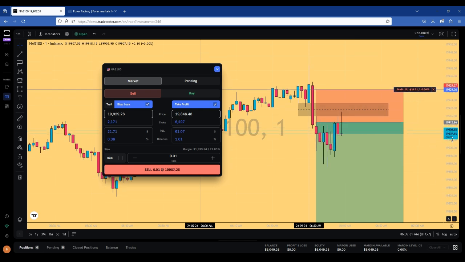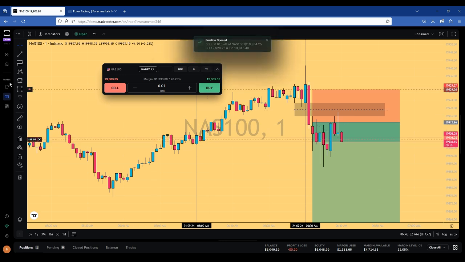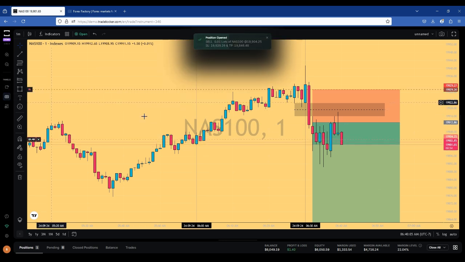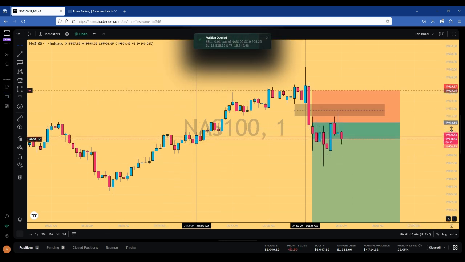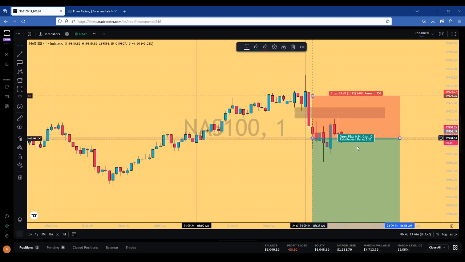We got 10 seconds left on this candle. And we're about to enter here. Alright, we're in for 0.01 lots. So our entry was actually down here on this candle.